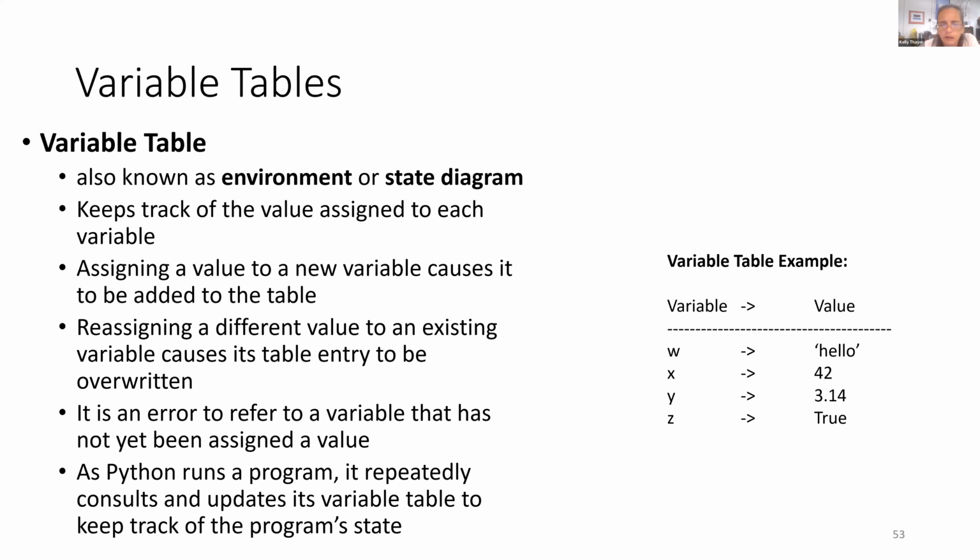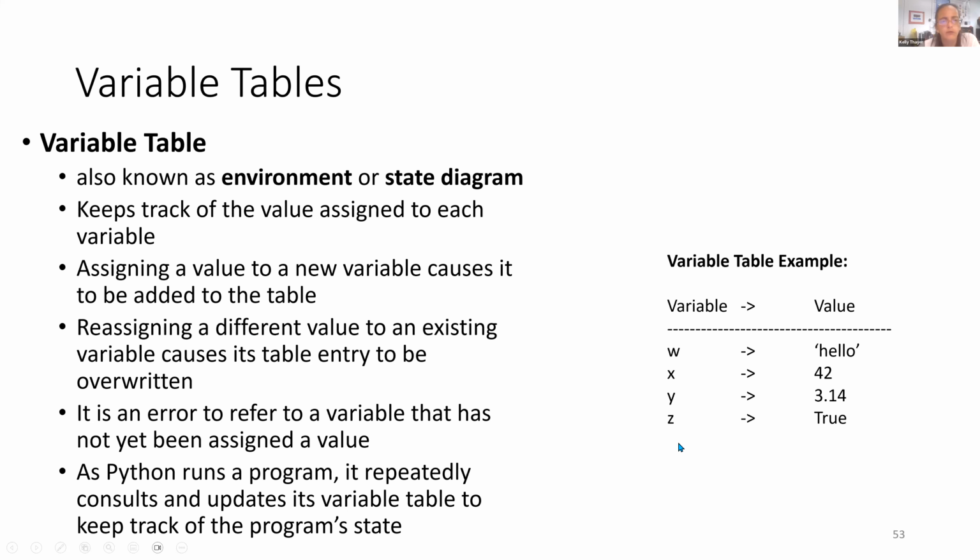So that variable table that I was mentioning can also be known as the environment or the state diagram. This is just a way of keeping track of the values assigned to each variable. So when you do a variable assignment, x gets the value of something, w gets the value of the string hello, x gets the value of 42 as an integer, and so on, an entry in the variable table is created. And if you change the value of it throughout the course of the execution of the program in variable reassignment, we would simply update the variable table to reflect the new value. So reassigning a different value causes this table entry to be overwritten or updated.